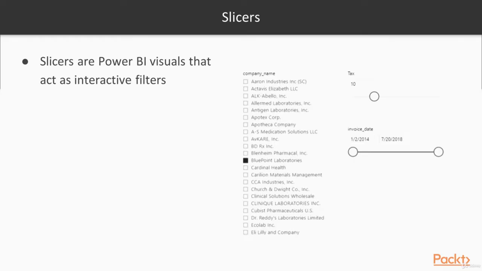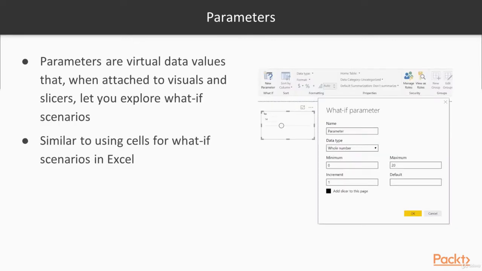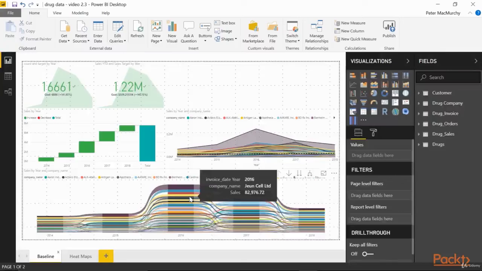Slicers are Power BI visuals that act as interactive filters. Parameters are virtual data series that, when attached to visuals and slicers, let you explore what if scenarios. You might be used to such a workflow from Excel. We'll start by opening up the report from last video. You could also open the prepared report from code files, drug data video 2.3.pbix.